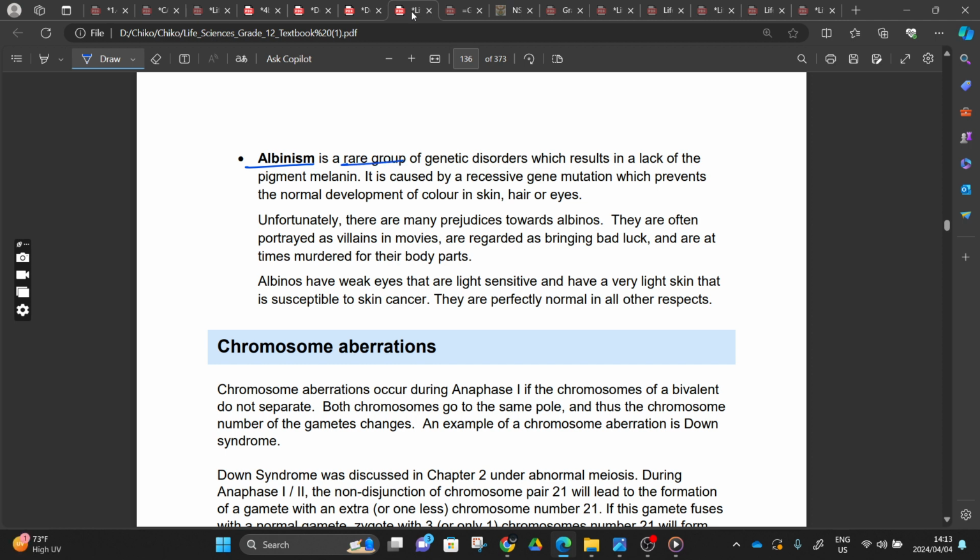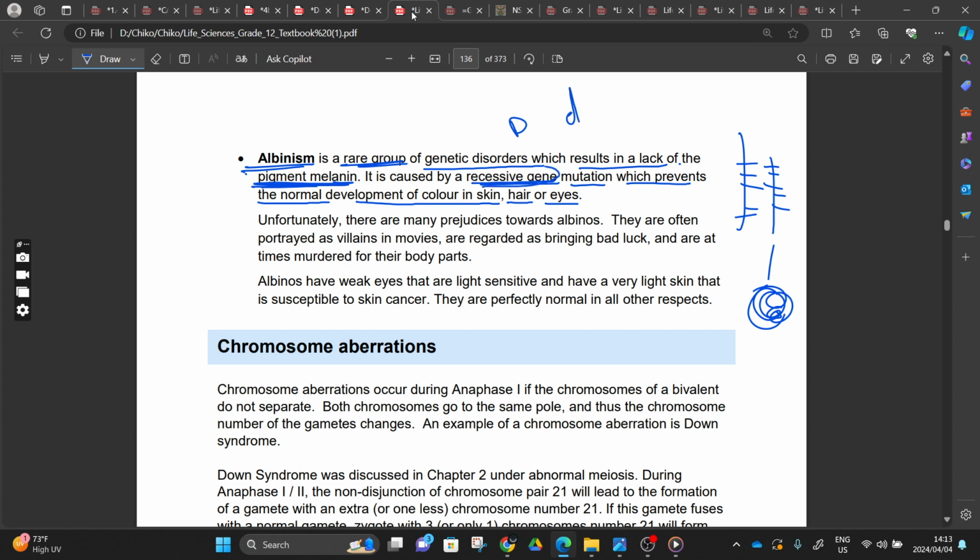But albinism, it's a rare group of genetic disorders which results in a lack of the pigment melanin, right? You know that there's a DNA, and because they cannot produce the mRNA, or they can produce an mRNA, but this mRNA cannot produce a protein, and this protein is what produces the melanin pigment. We have albinism, but it is caused by a recessive gene mutation which prevents the normal development of color in skin, hair, or eyes. So this is the information that they can give you and say, represent D, and then represent small letter d as someone who has albinism, because it's caused by a recessive gene here.